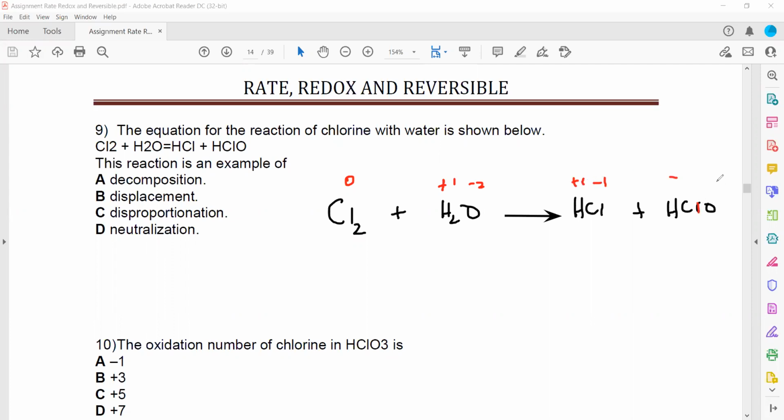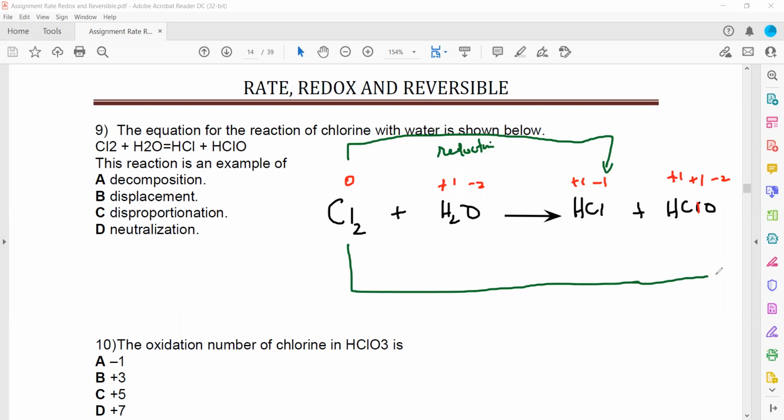In HClO, the oxygen is -2 and hydrogen is +1, so chlorine should be +1 because the overall compound is neutral. So when we check the change for chlorine, chlorine was originally 0, it turned into -1. If 0 turned into -1, this change is reduction. And in the other one, chlorine is 0, it turned into +1. If 0 turned to +1, that is oxidation. So the same element, chlorine, is oxidized in one of the products and reduced in the other. That's why C is the right answer. Is this question clear?